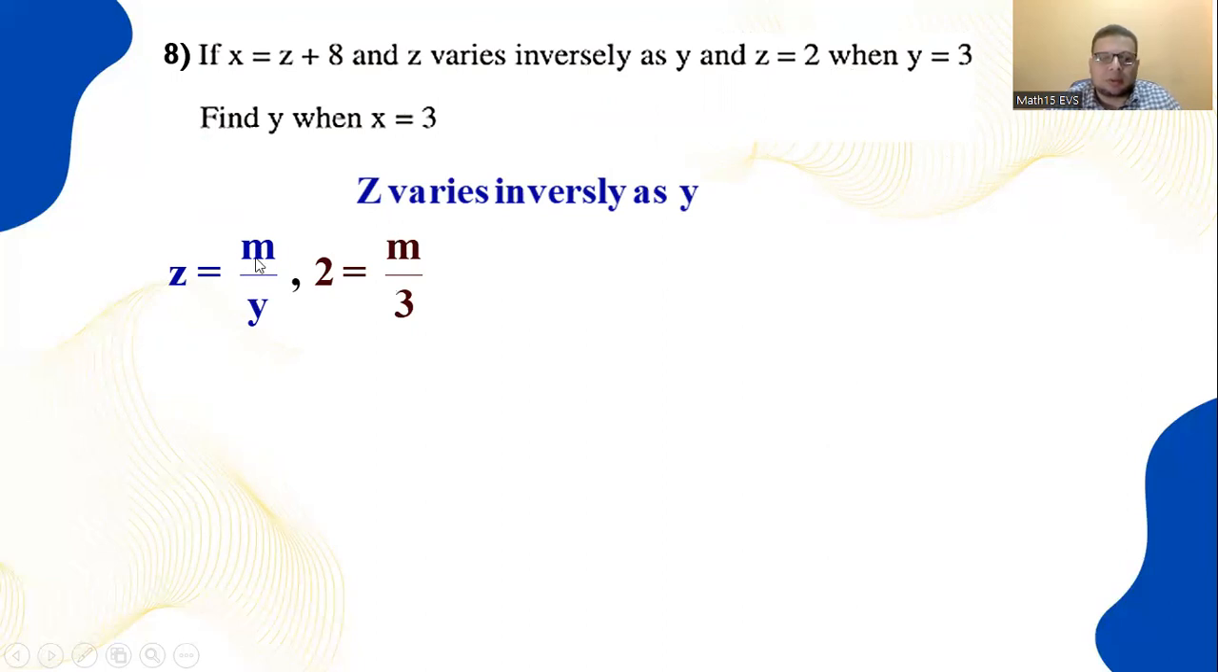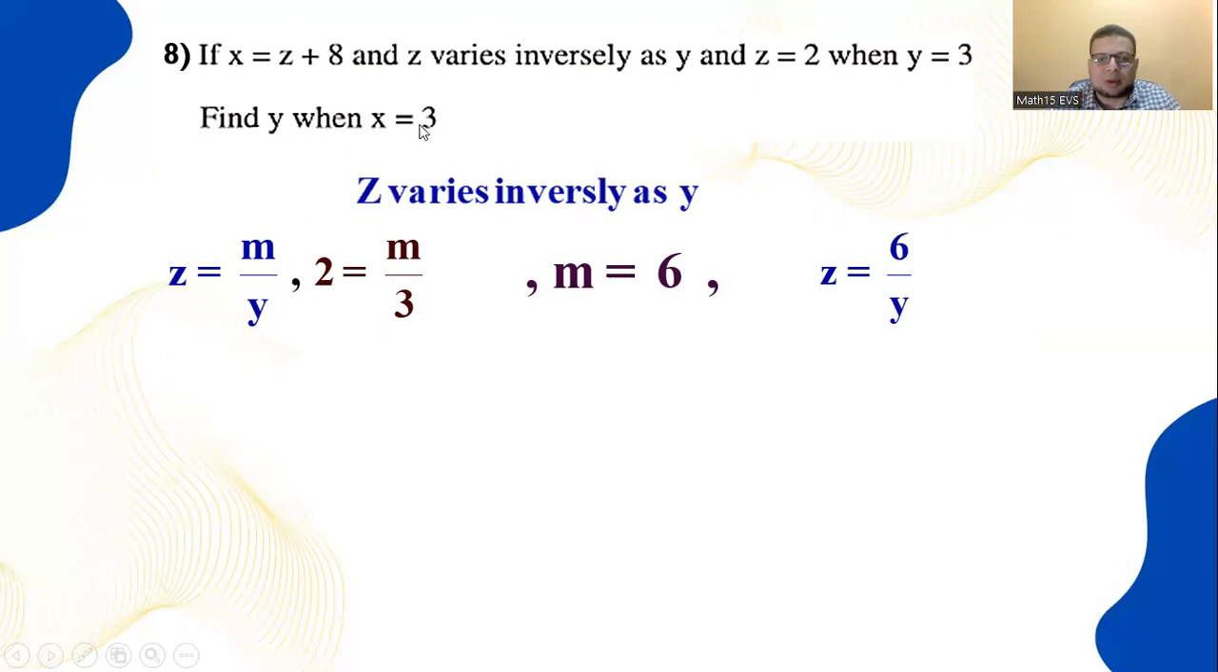I need the value of M, but you have the value of Z, 2, and Y, 3. You will put Y is 3, Z is 2. You will get now the value of M, 3 times 2, 6. So M is 6, you can put M here now, 6. Z equals 6 over Y. Okay, this is the relation now between Z and Y. You can get the value of Y when X is 3.